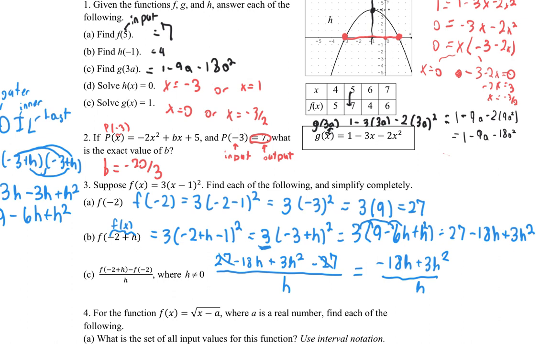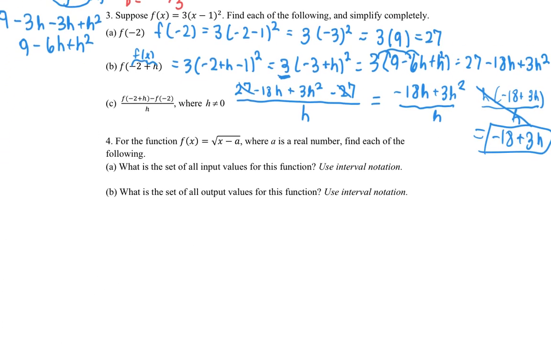Each term on top has an h in it, so I'll factor one out. So I have h times minus 18 plus 3h over h. And because h isn't 0, we can go and divide. So that gives us minus 18 plus 3h as our final answer.